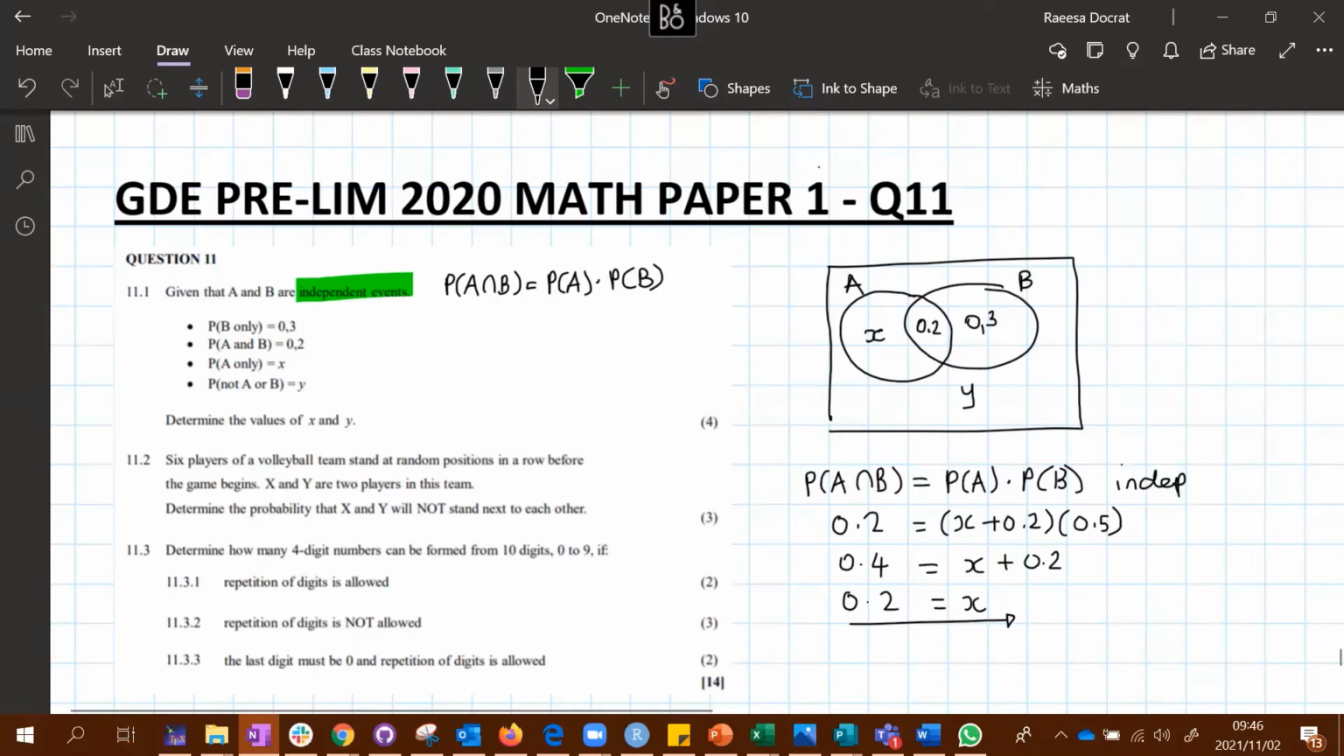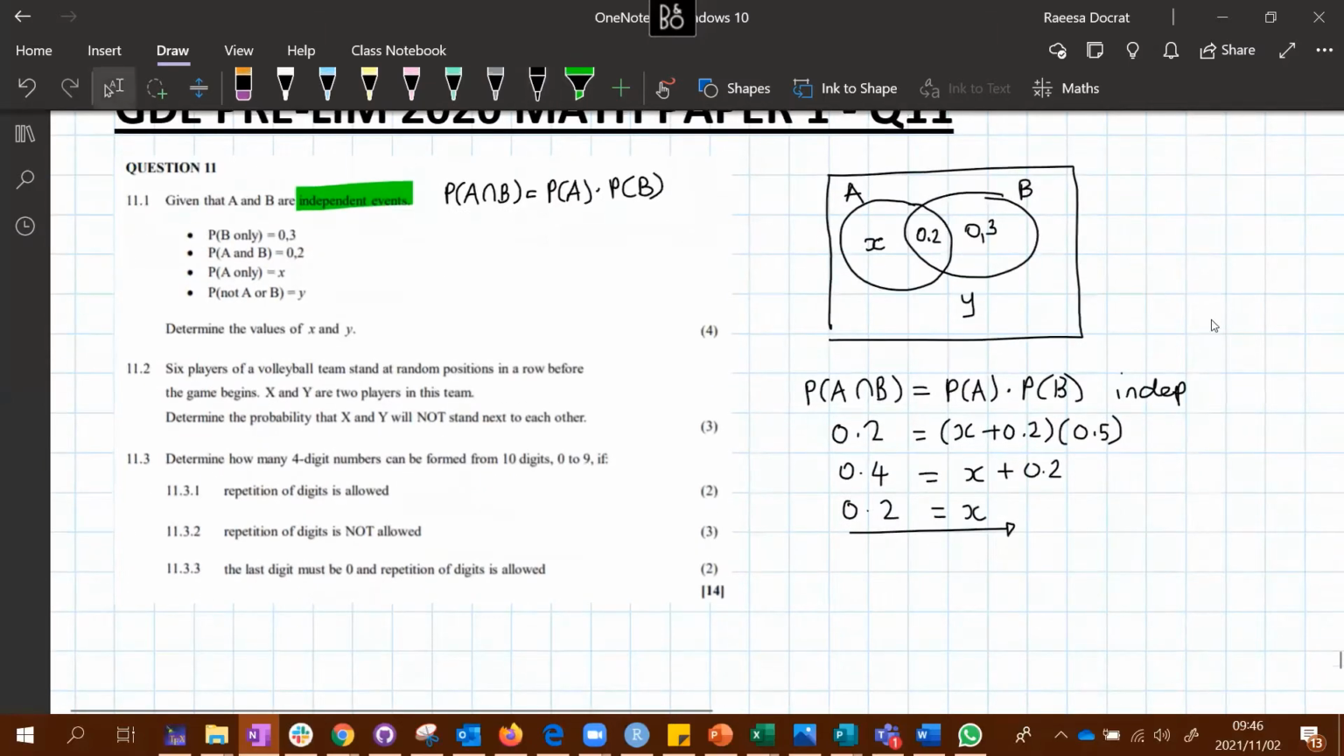Now we can get Y. How will we get Y? We'll use the fact that when we add all of these probabilities, we'll get 1. So the probability of A or B plus the probability of not A or B is equal to 1. So A or B is everything that is in the Venn diagram. So it's everything that goes over there.